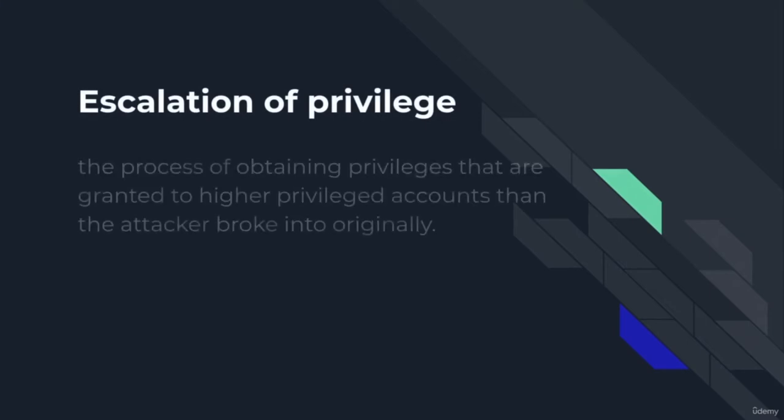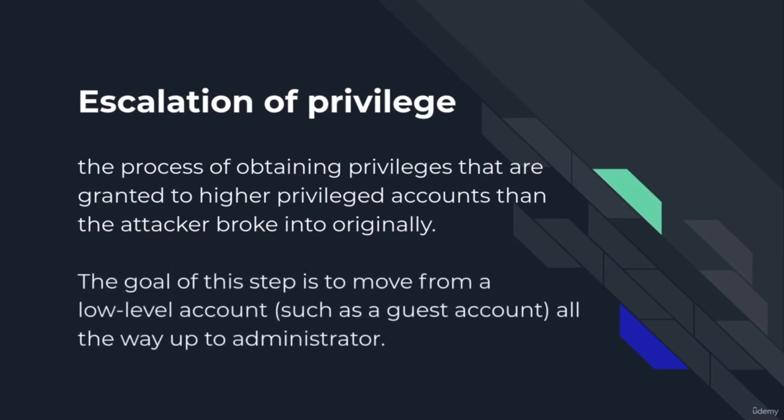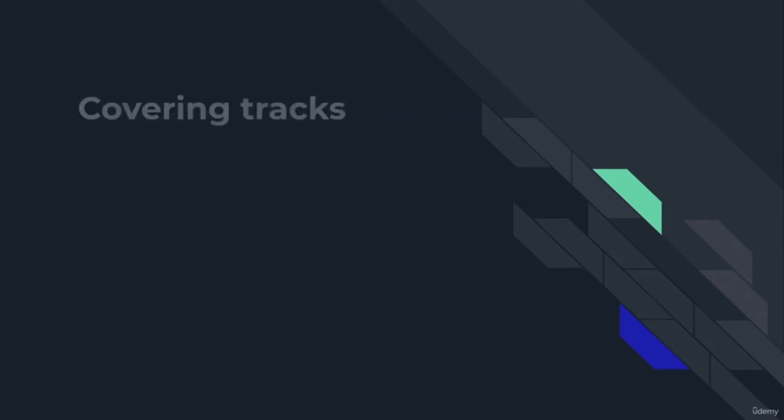We have the escalation of privilege. It is the process of obtaining privileges that are granted to higher privilege accounts, like the root or the admin, than the attacker broke into originally. The goal of this step is to move from low-level accounts, such as a guest account, all the way up to administrator or root. Now we have covering tracks.